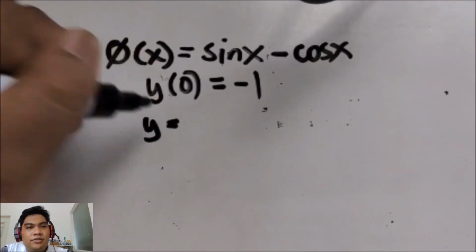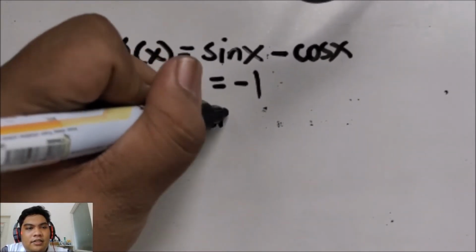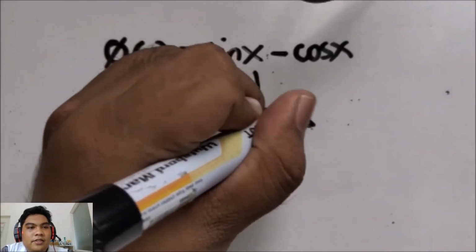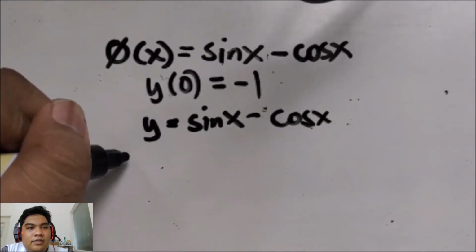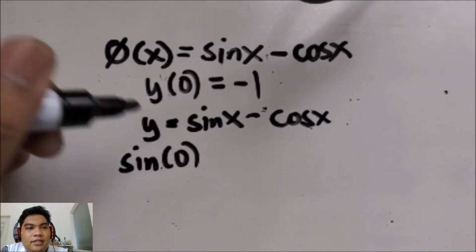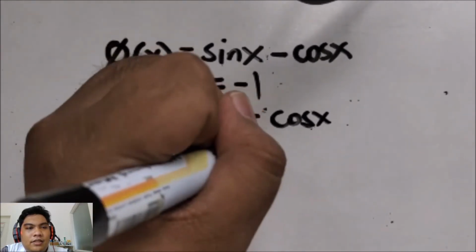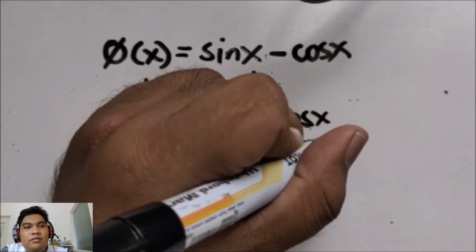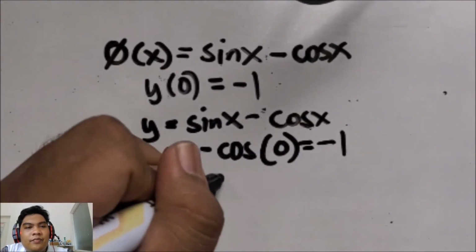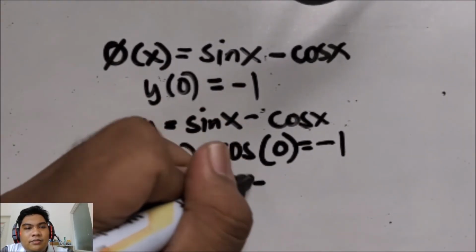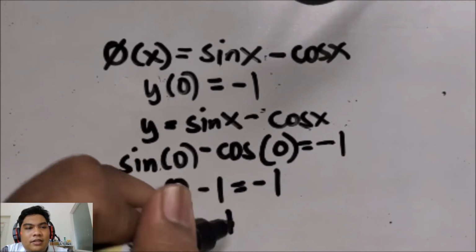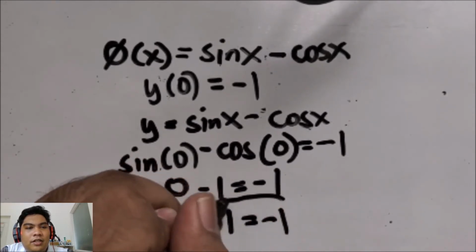Then we substitute the initial conditions. At y of 0 equal to negative 1. So at x equal to 0, y is negative 1. So sine 0 minus cosine of 0 is equal to negative 1. Sine 0 is 0, cosine of 0 is 1. So minus 1 equal to negative 1. Thus negative 1 equal to negative 1.